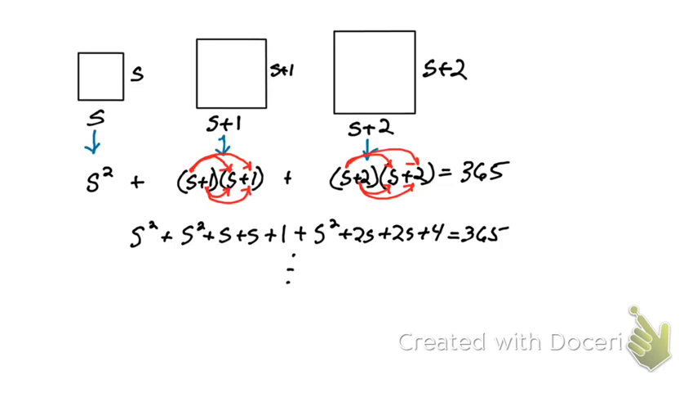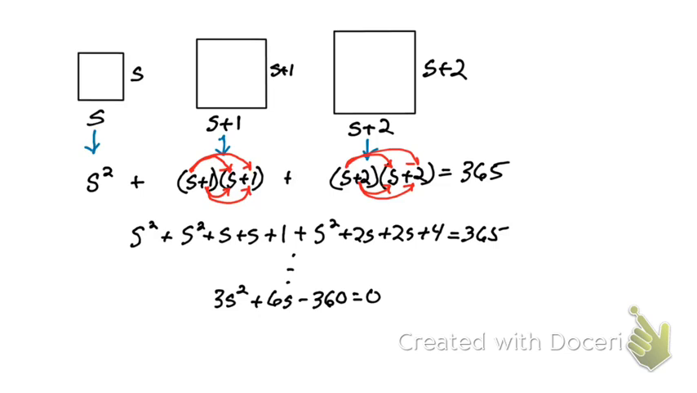Just so you're not watching me do all of this stuff, when you simplify all of this, it will reduce down to 3s squared plus 6s, plus, hang on, minus 360. So it'd be 3s squared plus 6s minus 360 equals 0.